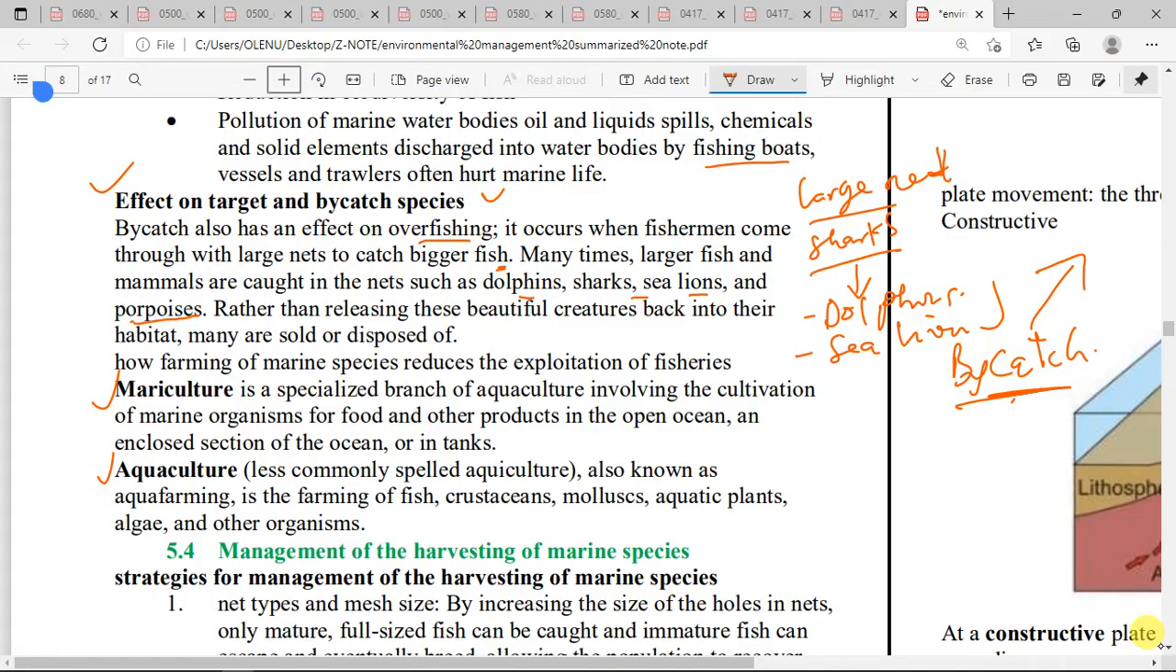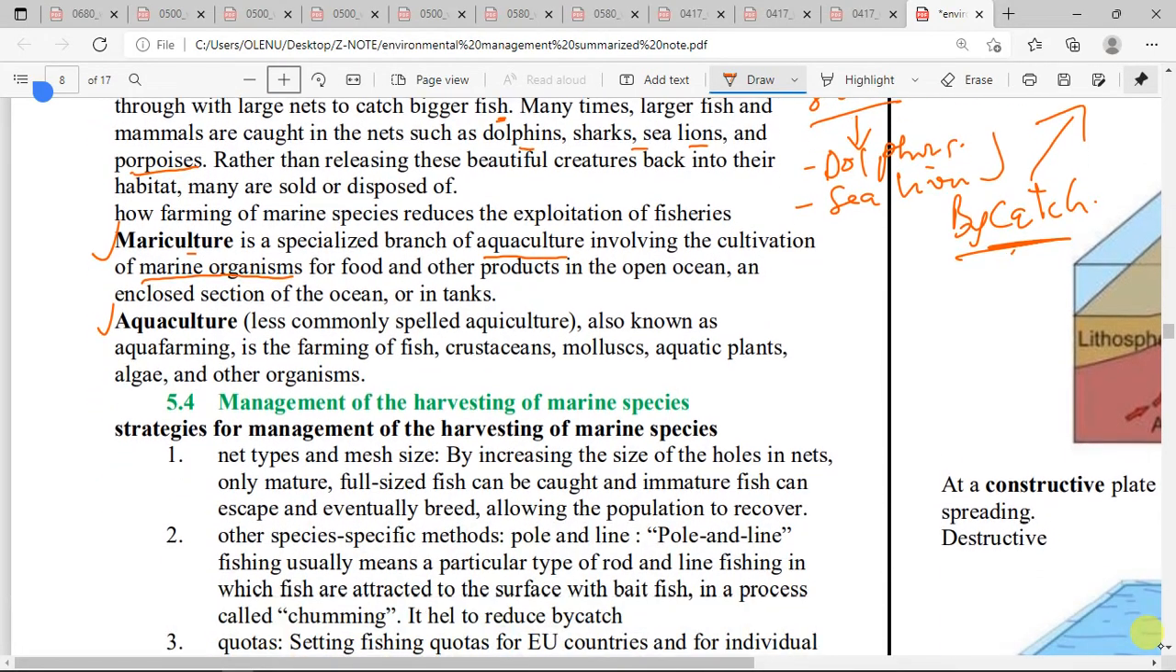Now, mariculture is a specialized branch of aquaculture involved in the cultivation of marine organisms for food and other products in an open ocean. So you see, mariculture takes place in an open ocean. You don't build a specific fish pond for it. You have an enclosure within the ocean in which you cultivate your marine species, an enclosed section of the ocean or tanks, but you still use the same water that is in the ocean, mimicking the same characteristics that the organism is supposed to be found in.